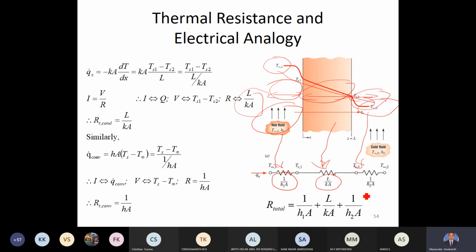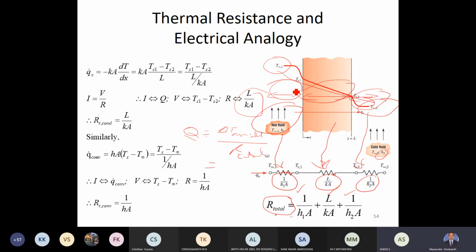Similarly, outside convection resistance is 1 by h2A, because h2 is the convection coefficient here. Altogether, the total resistance will be, from electrical analogy, the sum of the resistances connected in series, the sum of each individual resistance. So 1 by h1A plus L by kA plus 1 by h2A. That will give the total resistance. If you want to evaluate the heat transfer across this, we will have to write Q equal to delta T overall divided by R total.